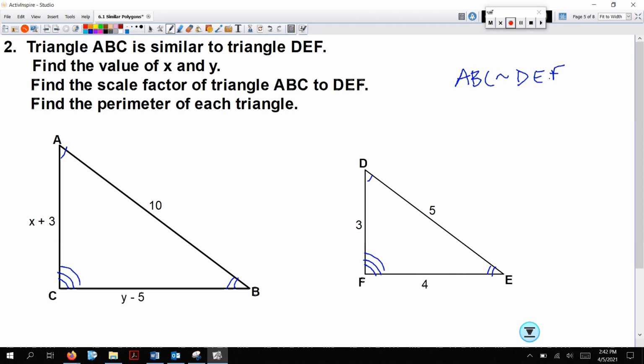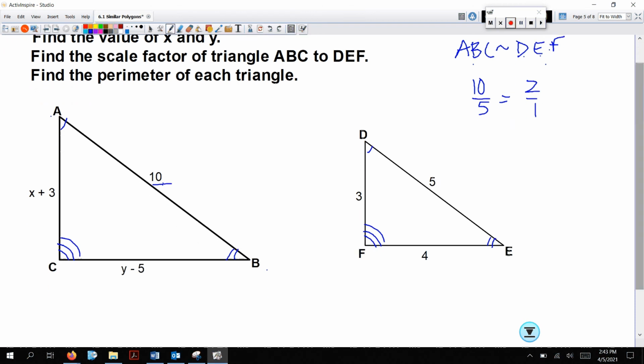Okay, so what we need to do is first find the scale factor of ABC to DEF. So in this triangle ABC, there's only one side that's given, that's 10. AB corresponds to DE, that's 5. So my scale factor is 2 over 1. In order to solve for x and y, we're going to use that scale factor, and I'm going to set up a proportion.